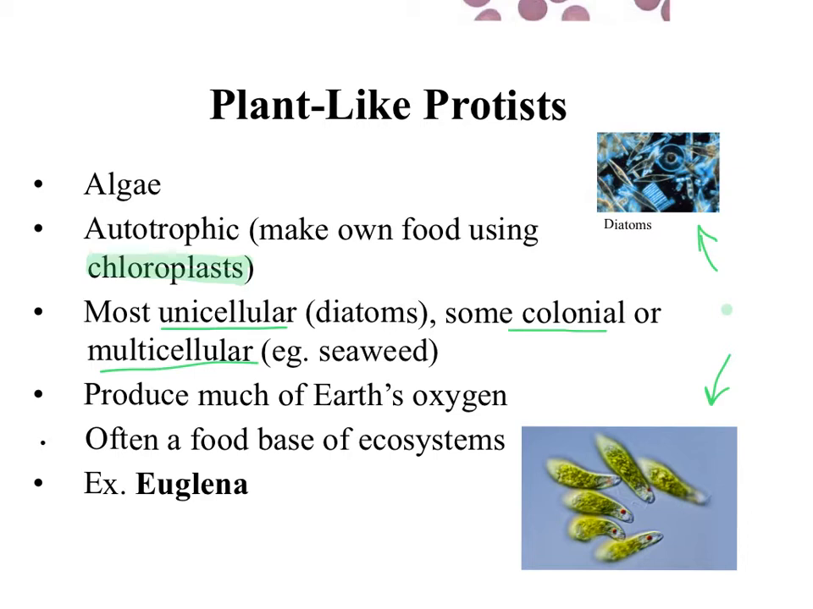Plant-like protists are really important for a few reasons. The first is that they produce most of Earth's oxygen. You may have heard of the word phytoplankton before. Phytoplankton act as the base of ecosystems, or the food base of food webs. Some phytoplankton are plant-like protists. So these plant-like protists are really important for food webs and for producing oxygen.